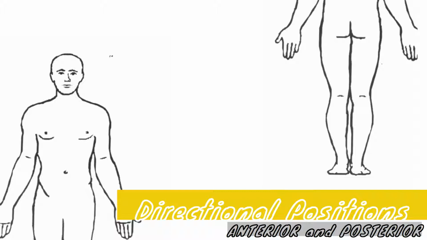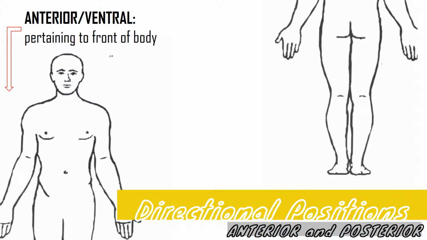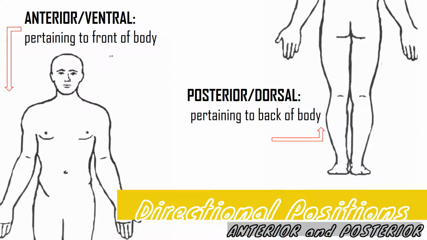The next terms we'll be describing are to describe the front and back of the body, also known as anterior and posterior. Anterior, also known as ventral, means pertaining to the front of the body. Posterior, also known as dorsal, means pertaining to the back of the body. You'll find that doctors tend to use these interchangeably. So anterior, dorsal, ventral, posterior. It's just best to know both ways of describing the front and back of the body. That way you won't get flustered in clinic.